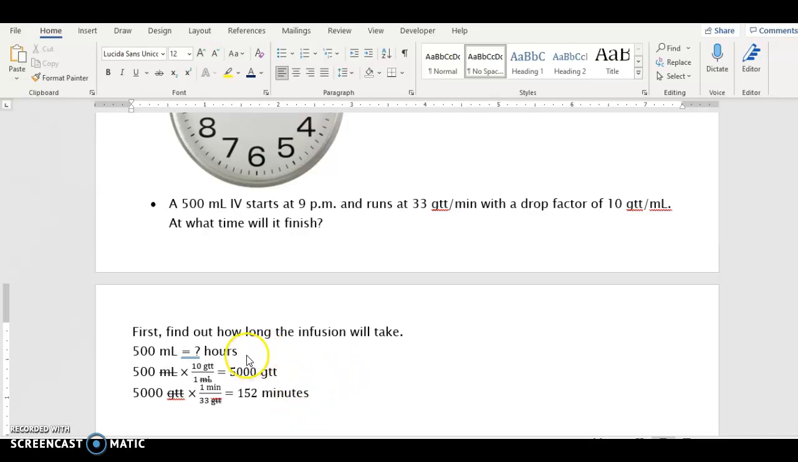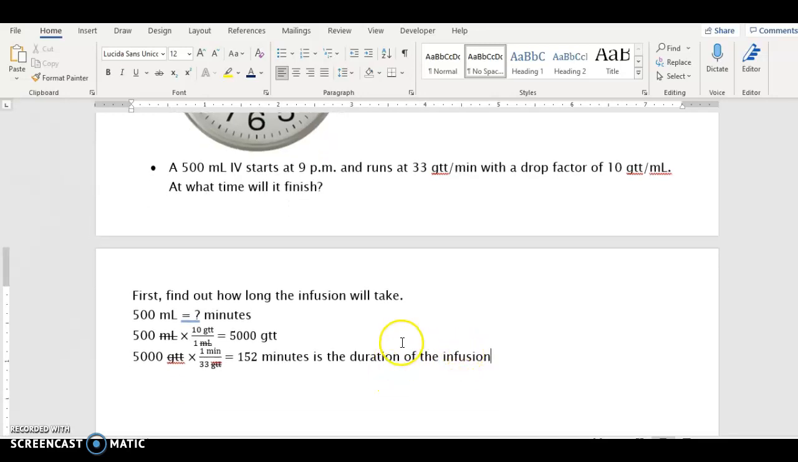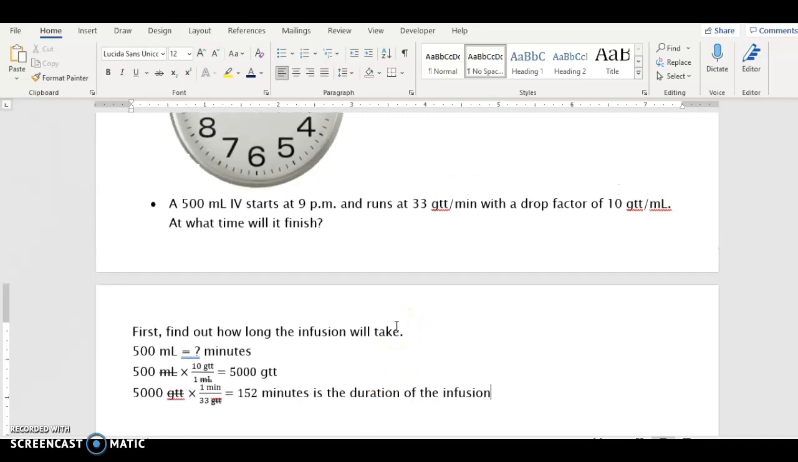Earlier I said I wanted to convert the given volume of 500 milliliters into hours. Actually, having the amount of time in minutes is fine. We don't need to convert that into hours, so we can leave it as 152 minutes. I'm going to go ahead and update this. So 152 minutes is the duration of the infusion. In other words, it'll take 152 minutes to finish. Using that information, let's figure out the time it will finish.